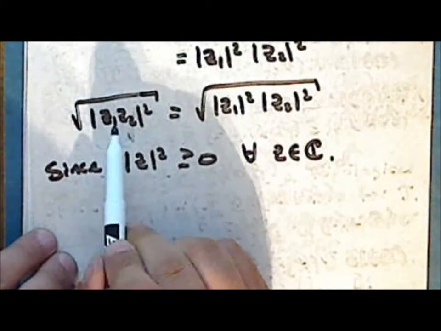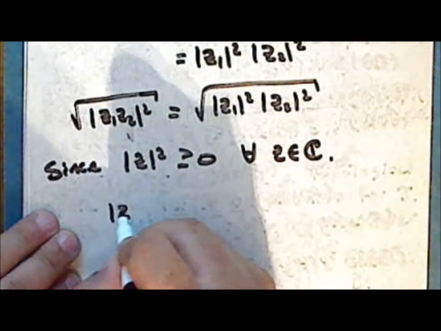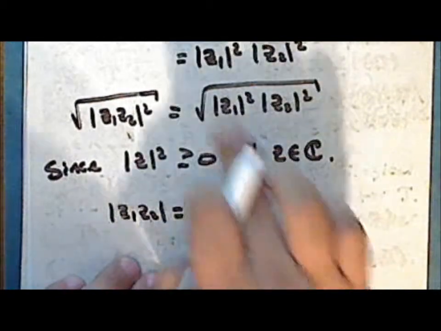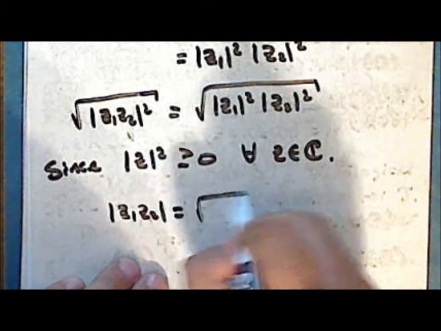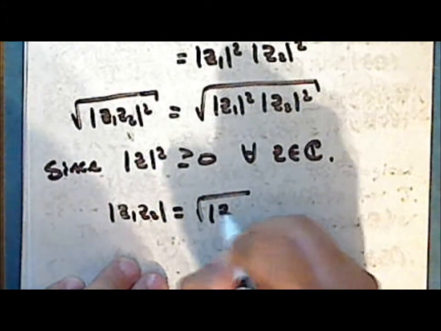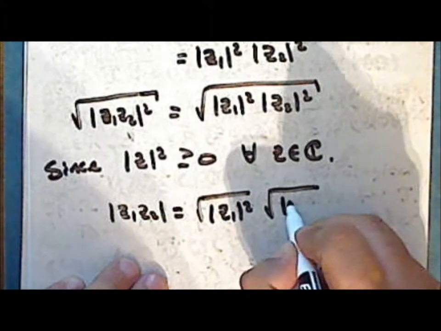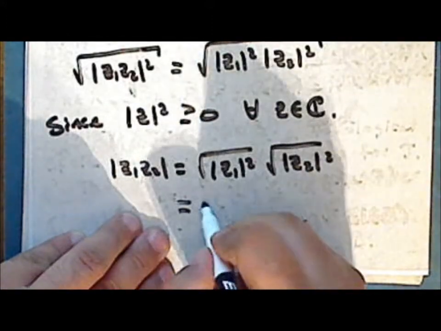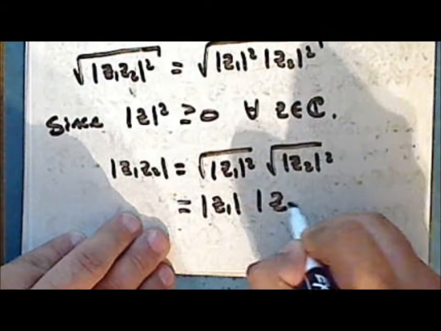So the square root of a square is the non-negative value, the modulus of z1 times z2. The square root of the product of the squares of the two moduli is the product of the square root of the modulus of z sub 1 squared with the square root of the modulus of z sub 2 squared. And so this is the modulus of z sub 1 times the modulus of z sub 2.